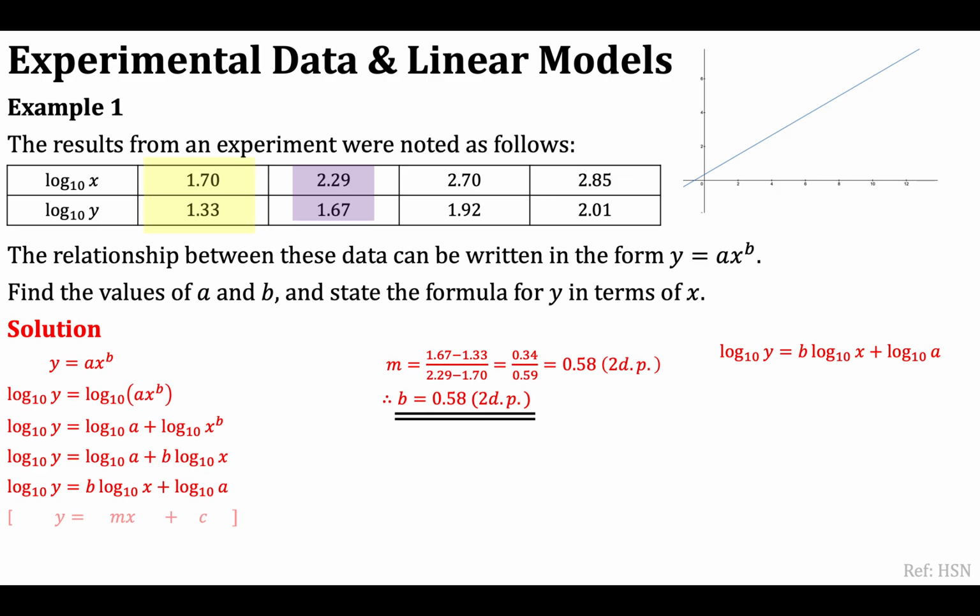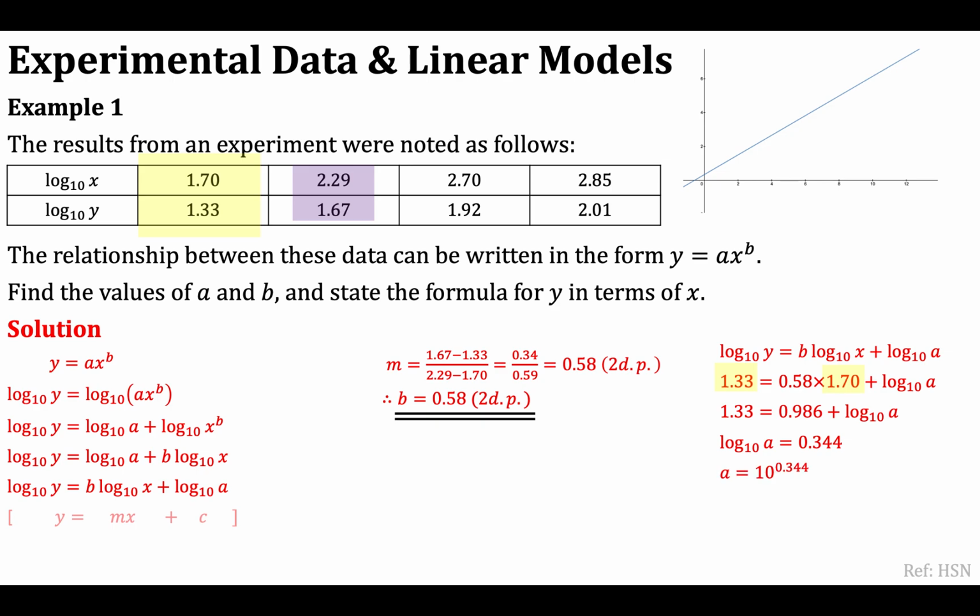So I'm going to use the first column in my table here, well, it's really the second column in the table, but the first part of the results from the experiment, where log to the base 10 of x is 1.70 and log to the base 10 of y is 1.33, as you can see here. And I've also substituted in b, which I found to be 0.58. Now I can start evaluating the right hand side. 0.58 times 1.70 is 0.986. I can then subtract my 0.986 from both sides of the equation, and log to the base 10 of a is equal to 0.344.